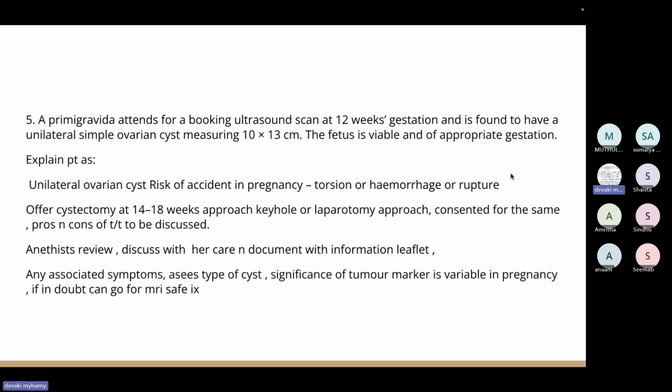And CA125 in pregnancy is questionable, because CA125 is many a time seen raised in pregnancy. So CA125 has variable significance during pregnancy. We need to give this patient information on when to follow up in case of emergency, with 24-hour contact details, and an elective procedure at 14 to 18 weeks. So this was also very nicely done.